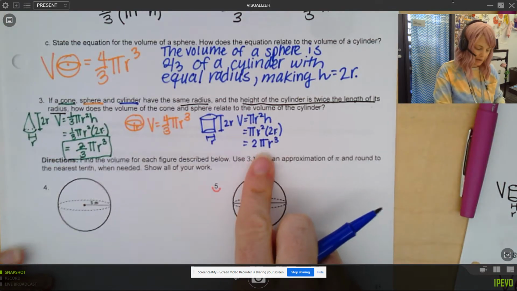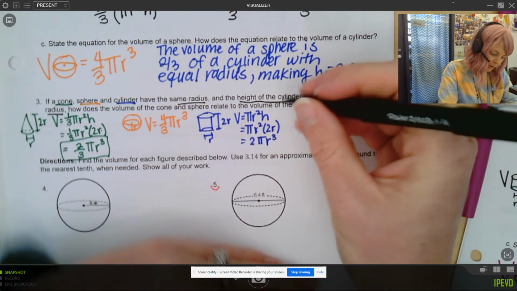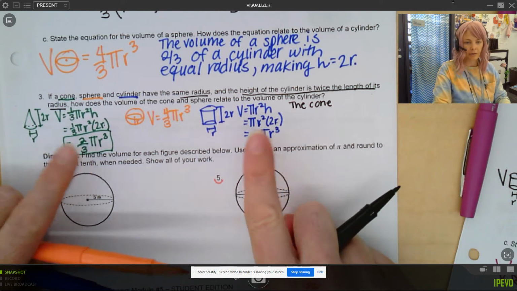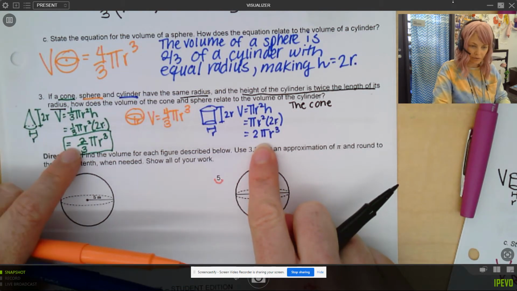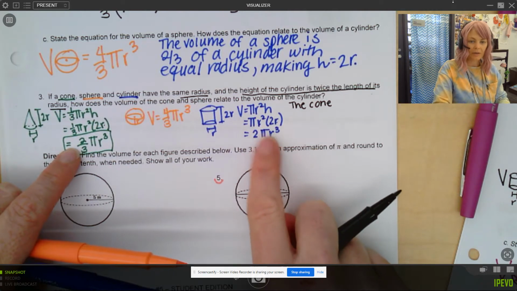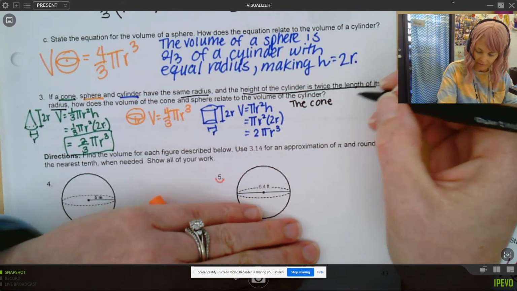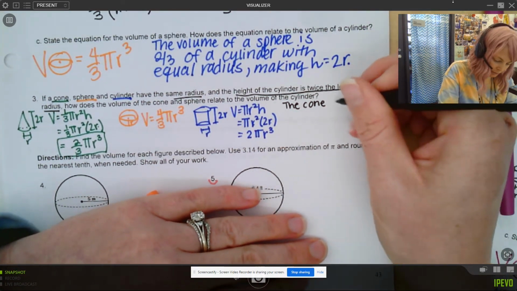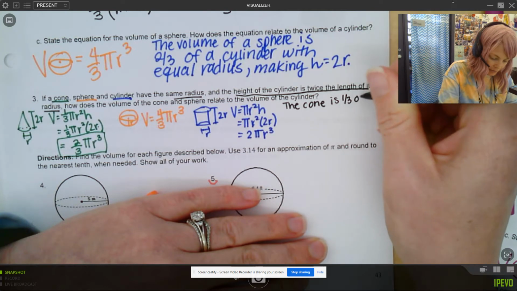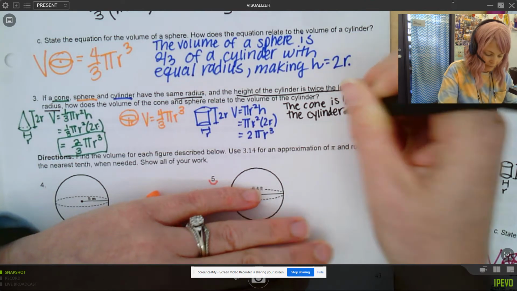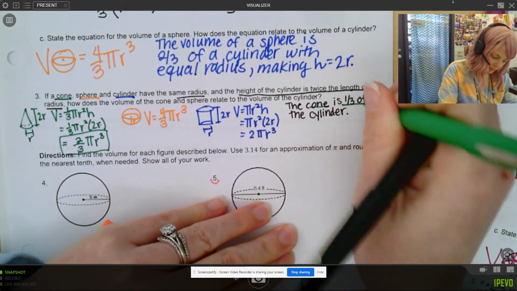So taking a look here, how do they compare? Well, the cone and the cylinder, if we look at these volumes, notice this is 2/3 pi r cubed and this is 2 pi r cubed. So I'd have to divide the volume of the cylinder by 3 to get the volume of the cone, which means the cone is 1/3 of the cylinder, which we knew from when we derived the formula before. So the cone is 1/3 of the cylinder, which is really important. Cone is 1/3 of the cylinder.